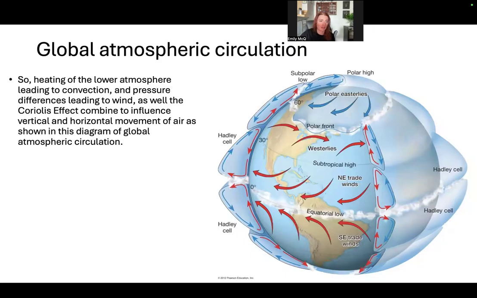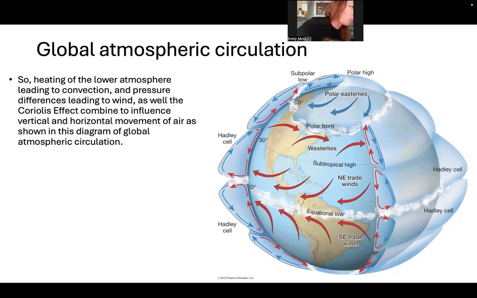Okay, we're back to this. So heating the lower atmosphere leads to convection, and it also will lead to pressure differences leading to wind, as well as the Coriolis effect. All of these factors go into play to influence the vertical and horizontal movement of air. And this is sort of a depiction of how air moves on a global scale. And I think I show a better depiction of it in the next slideshow when we talk about weather.